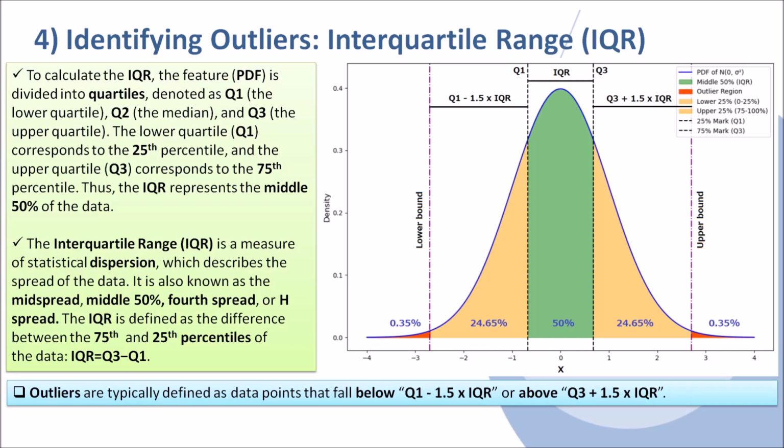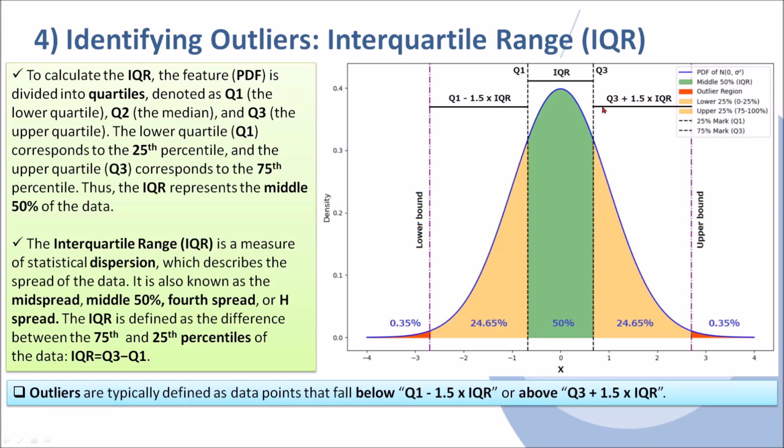Namely, there is a rule, the 1.5 rule: 1.5 multiplied by IQR. Then we get a number. That number should be subtracted from Q1, and then that number should be added to Q3. At that time, we get a range.